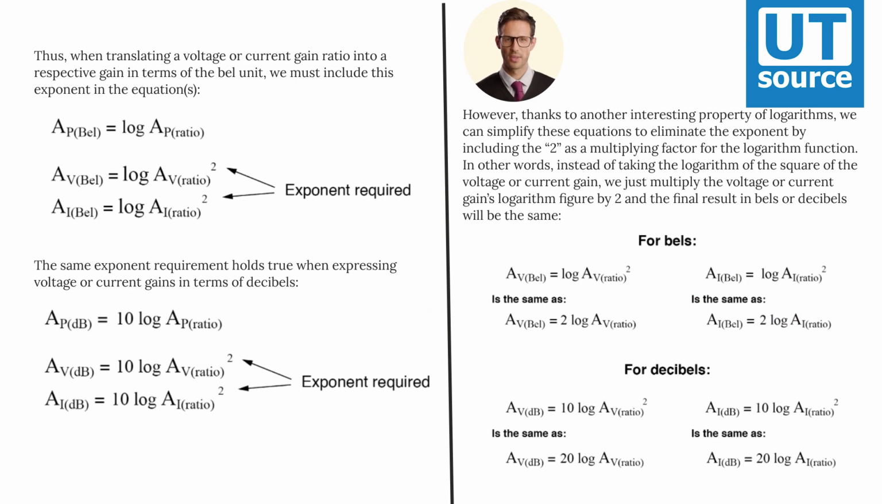Thus, when translating a voltage or current gain ratio into a respective gain in terms of the bell unit, we must include this exponent in the equations. The same exponent requirement holds true when expressing voltage or current gains in terms of decibels. However, thanks to another interesting property of logarithms, we can simplify these equations to eliminate the exponent by including the 2 as a multiplying factor for the logarithm function. In other words, instead of taking the logarithm of the square of the voltage or current gain, we just multiply the voltage or current gain's logarithm figure by 2, and the final result in bells or decibels will be the same.